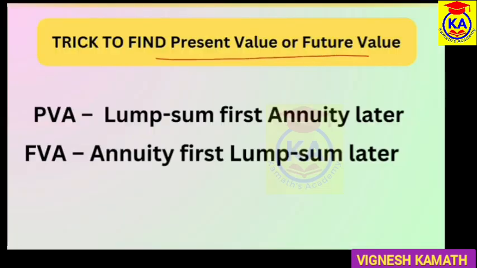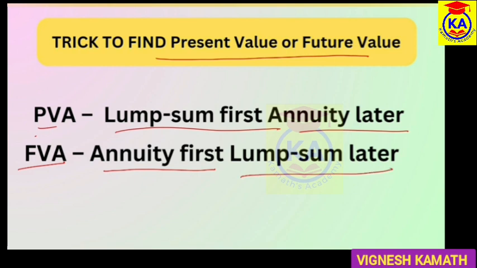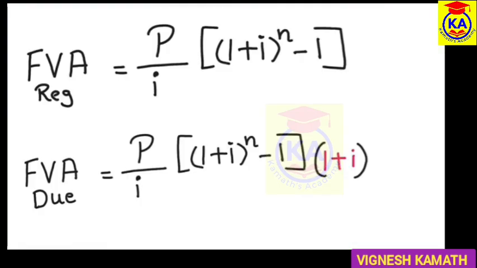Trick to find present value or future value of annuity. This is a super trick. For present value of annuity, as in the meaning you've seen, lump sum first, annuity later. Future value of annuity: first annuity, lump sum later. While solving questions, I will help you to use this trick. Please watch till the end, then only you will be able to know how to recognize present value of annuity and future value of annuity. So let's see the formula.